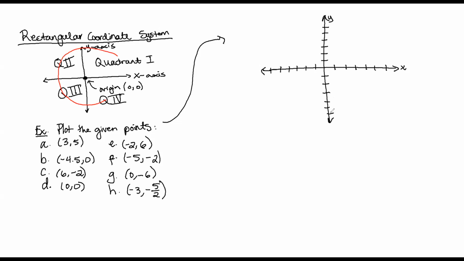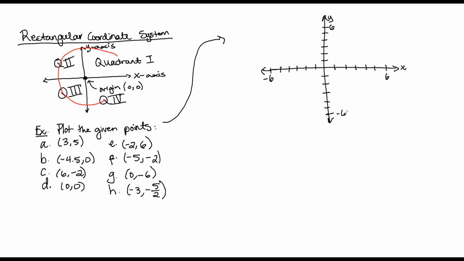And so remember, when you're labeling these, if it's to the right on the x-axis is positive, to the left on the x-axis is negative, so we have 6 and negative 6. Up on the y-axis is positive, down on the y-axis is negative.